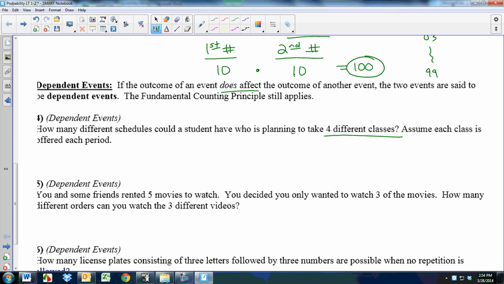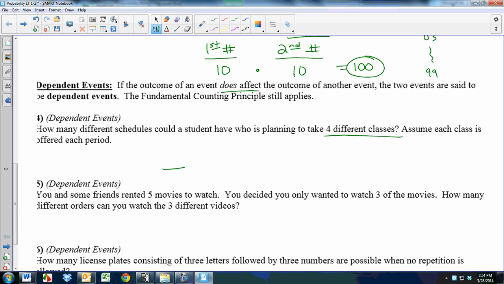So this problem is kind of like the block scheduling. If you know you're going to take math, you know you're going to take science, history, and social studies. Well, history and science. I can't even remember what I said now. English, math, science, social studies. There we go. If you're going to take those 4 classes, then how many ways can it happen?